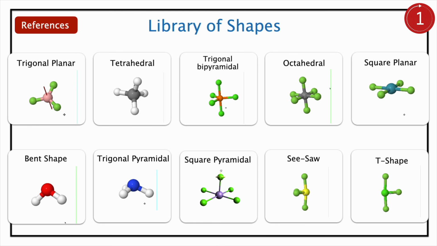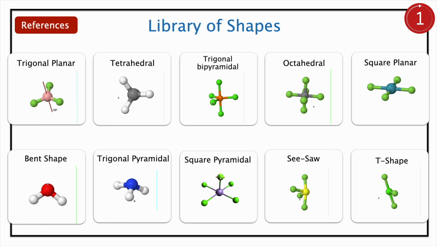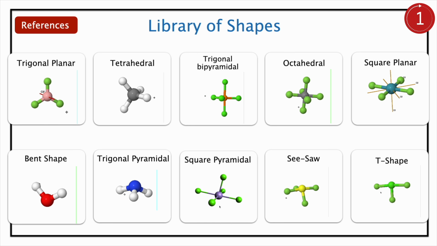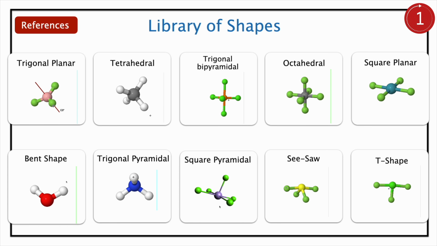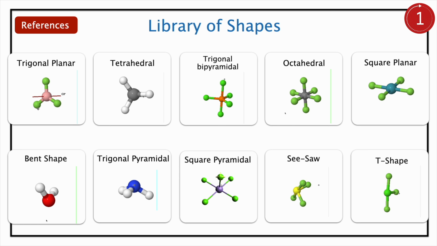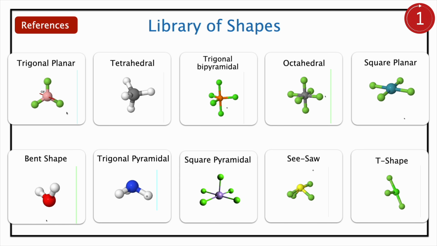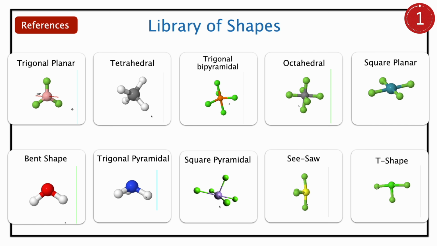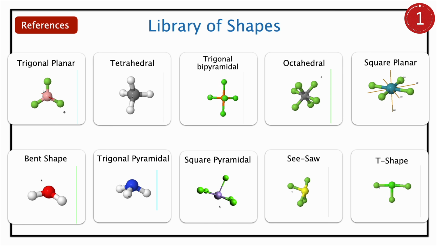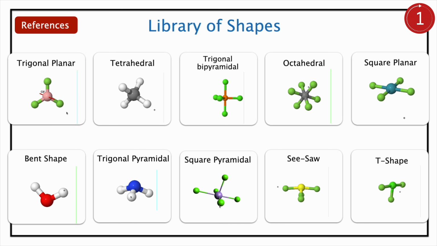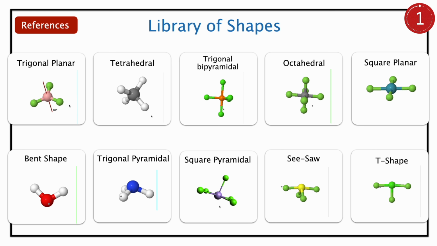Here I have given the library of shapes. Better you memorize it or understand it. It will help you to solve the problems. Known shapes are trigonal planar, tetrahedral, trigonal bipyramidal, octahedral, square planar, bend shape or V shape, trigonal pyramidal, square pyramidal, seesaw and T shapes. These are all the most common shapes. Better you know it.